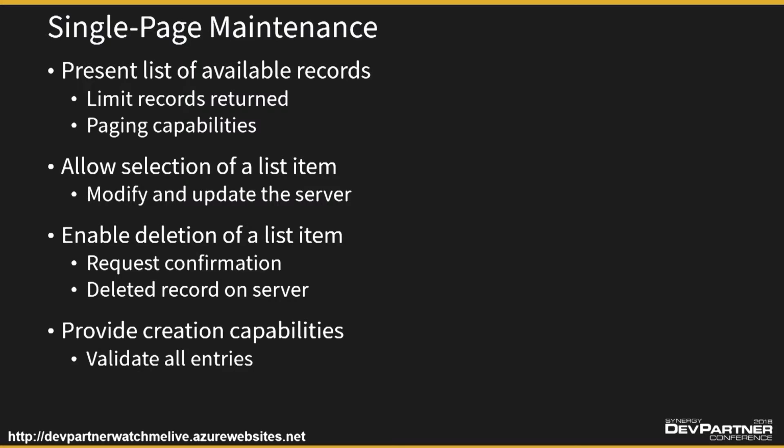So we'll create a single page application maintenance program. We'll present a list of records that are available in the file. We can limit those and do the paging associated with it. We can allow the selection of a list item. We can enable a deletion of a list item. If they select something, we'll allow them to modify it. And if they click the right button, we'll allow the ability to create.